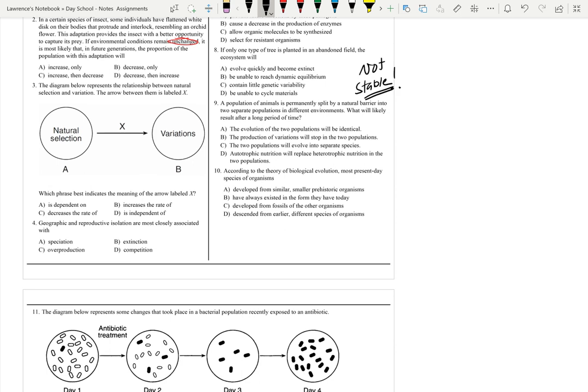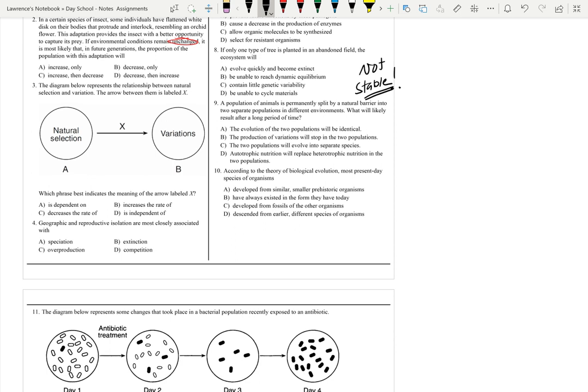You need to have variation. So A, evolve quickly and become extinct. That doesn't make sense. Evolve quickly usually means you adapt to the environment and you could grow and sustain yourself. B, be unable to reach dynamic equilibrium. C, contain little genetic variability.